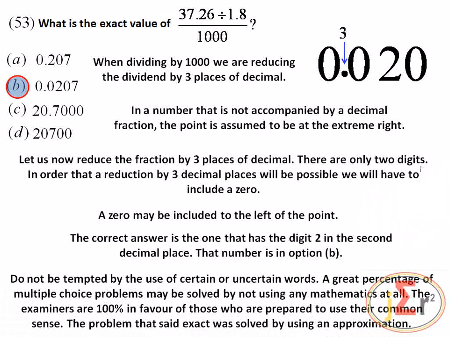Do not be tempted by the use of certain or uncertain words. A great percentage of multiple choice problems may be solved by not using any mathematics at all. The examiners are 100% in favor of those who are prepared to use their common sense. The problem that said exact was solved by using an approximation, as we have just seen. We do not have to be taken over by the word exact. We may proceed by using our common sense.